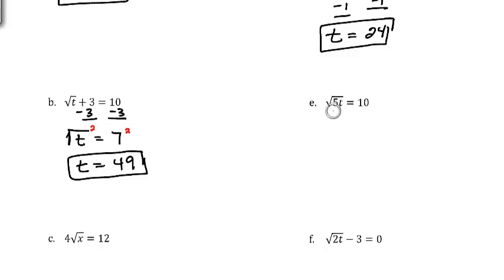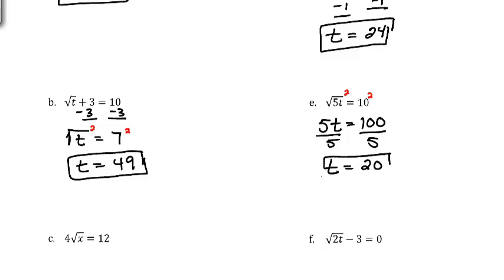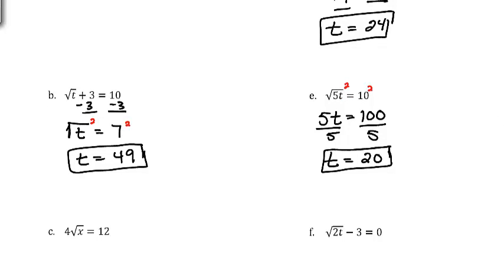Our next example here, we have the square root of 5t equals 10. Again, this square root is by itself already, and since it's alone, you can go ahead and square both sides right away. The square root and square cancel each other out, leaving you with 5t, and 10 squared is 100. Then to get t alone, we would have to divide by 5. That gives us t is equal to 20. Again, you can plug that 20 in. 5 times 20 is 100, and the square root of 100 is 10. And so our solution did work.